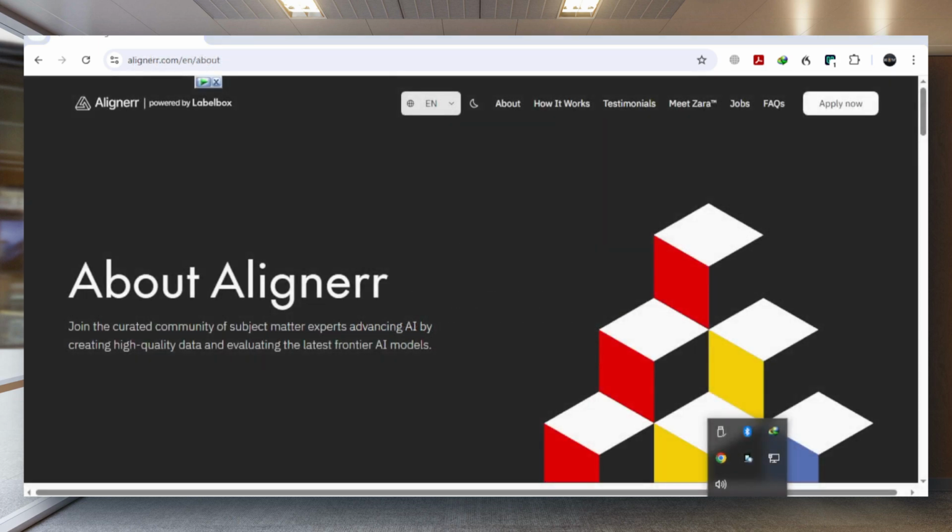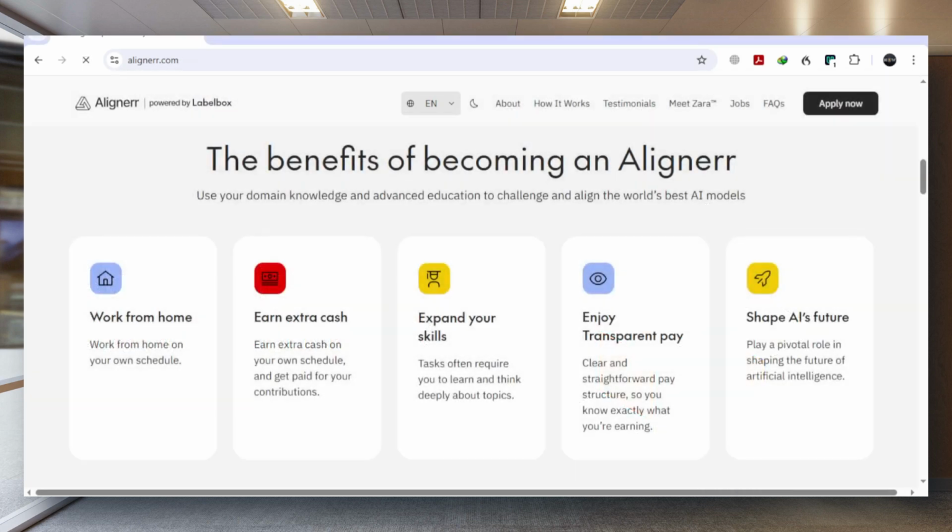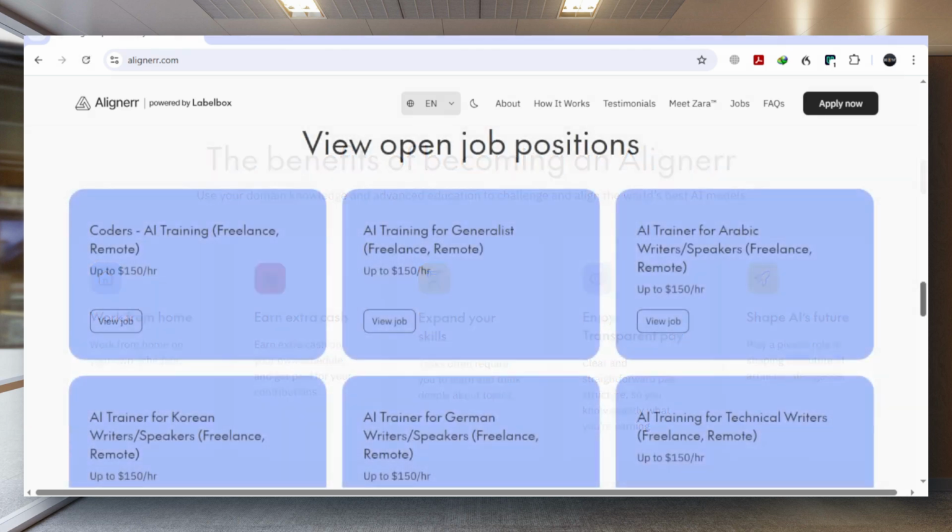Now, as I've said, this platform deals with advancing AI by training it, informing it on various subjects. So there are many benefits for working for Alignerr. For example, you have the freedom to work from home, as long as a computer and internet can do the work. You can earn extra cash from the side, which is always great. And you can also expand your skills. Since you are required to train AI, you often gain more skills by studying different areas of your field. And you can enjoy the transparent pay and you get the opportunity to shape the AI's future.